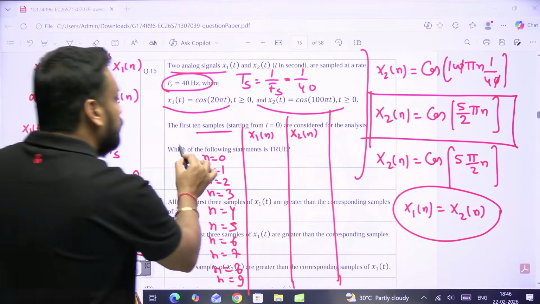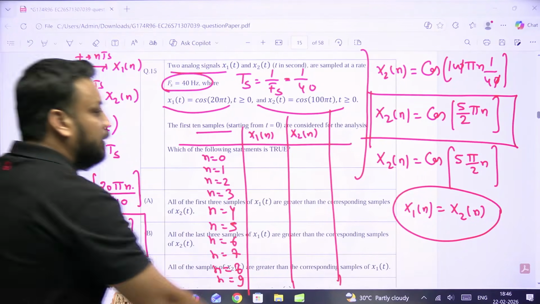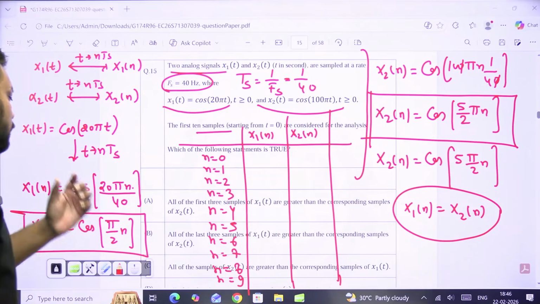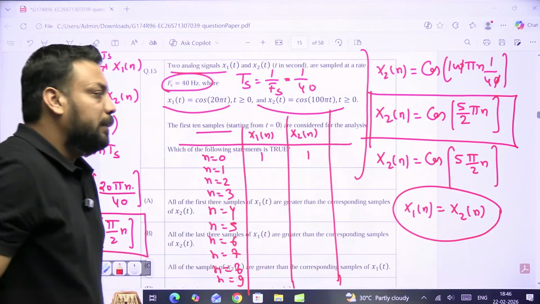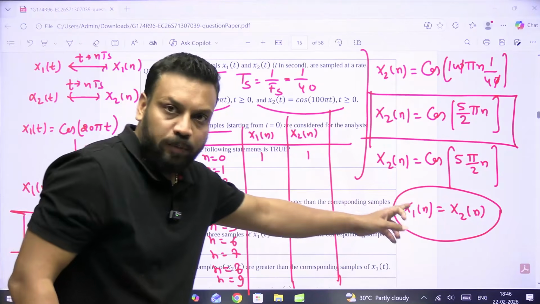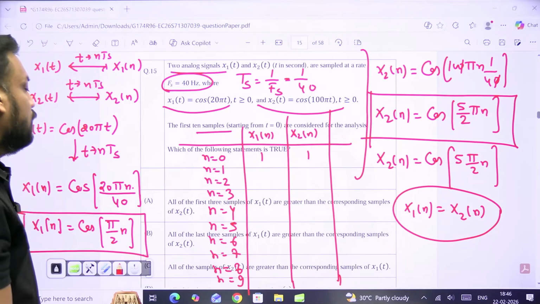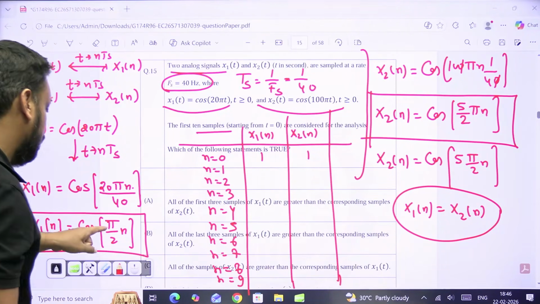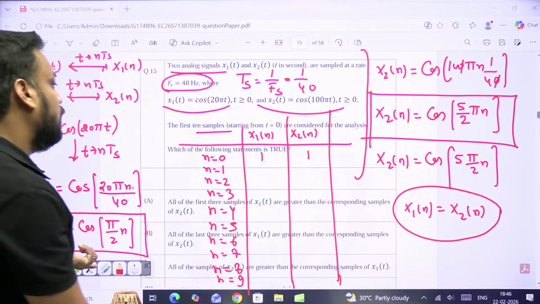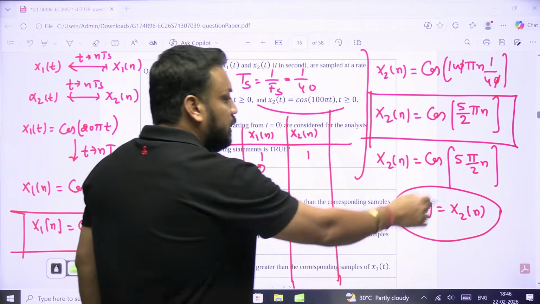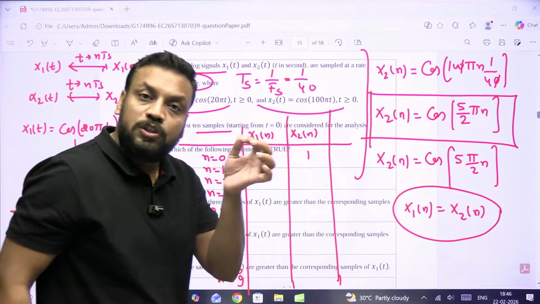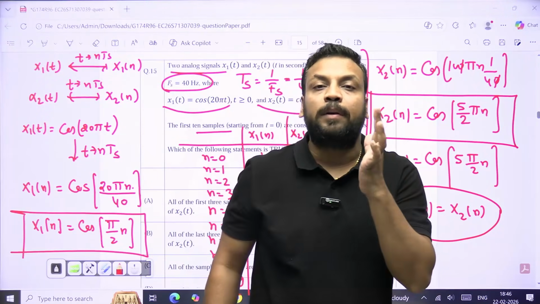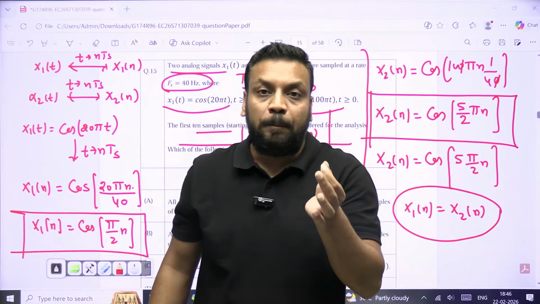Here is my x1[n] and here is my x2[n]. If I put n equal to 0 in both, cos 0 is 1, and there also cos 0 is 1, so both values are 1. When I put n equal to 1, here also, cos pi/2, what is cos 90? It is 0, sir. Here also, putting n equal to 1, cos of an odd multiple of pi/2 is always 0. Cos 0 is 1, cos 2 pi is 1, cos 4 pi is 1. If the cos value is pi, cos pi is minus 1.